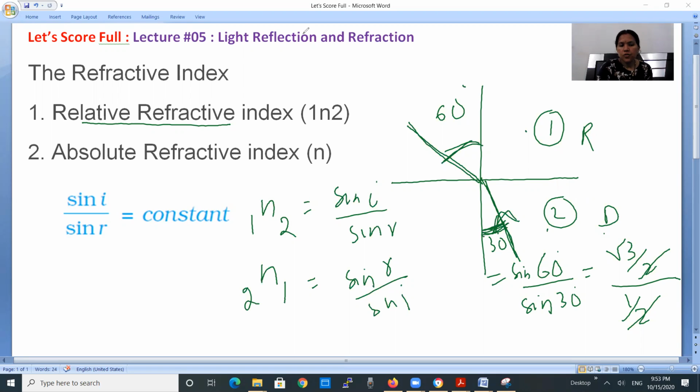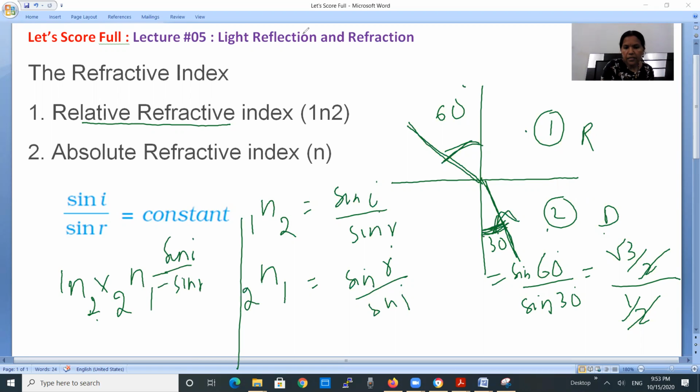Just multiply these two. So refractive index of 2 with respect to 1 into refractive index of 1 with respect to 2. अगर इन दोनों को मल्टीप्लाई करें तो क्या होगा? देखिए, sin I upon sin R, let me write it, sin I upon sin R, and second one is sin R upon sin I. Both got cancelled, so the answer is 1. You can take this term in the denominator, so it will be फाइनल कहाँ लिखे हैं? टॉप में लिख देते हैं.